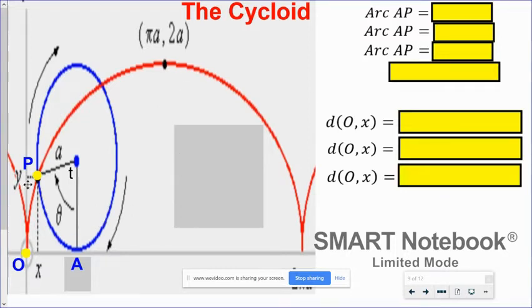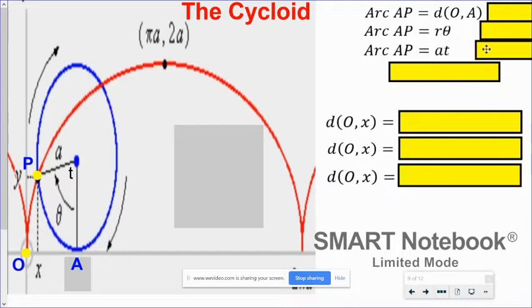Let's take a look at arc AP. And you can see that arc right there. What do we know about arc AP? We should remember that arc AP is the same as the distance from point O to point A. Make sure you take a look at a refresher when we first introduced arc length. What else do I know about arc AP? Well, I remember we had a formula for arcs way back in the day, and that is the value of the radius times the central angle in radians. So I think I can calculate arc AP with simple substitution.